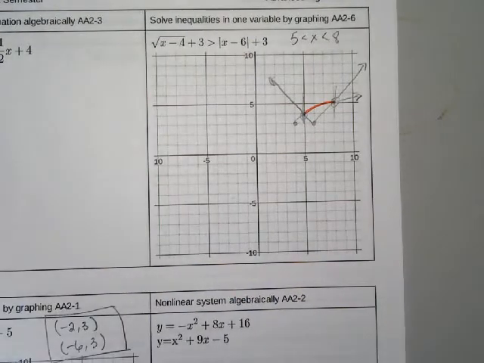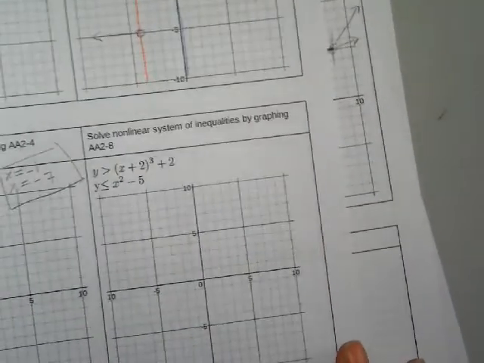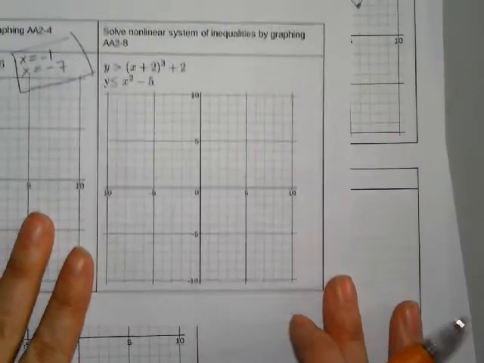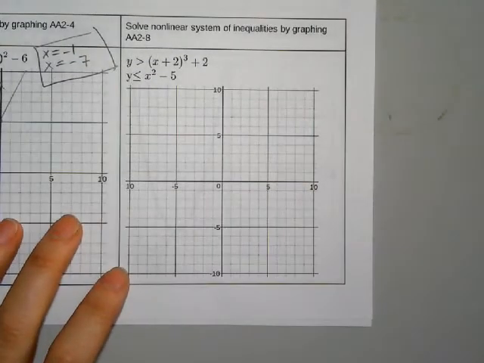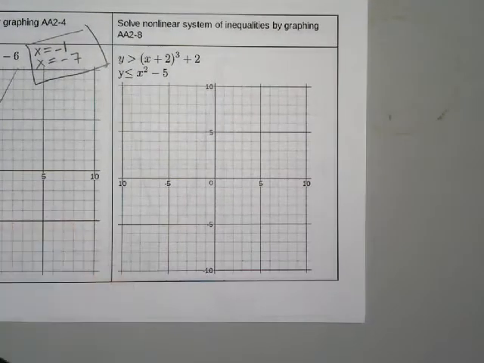Sorry, I'm on the very last one on that first page. So I have my little swoop there, and then going up. So that's the graph of my cubic. I have to shade one side or the other. So if y is greater than, am I going to shade up or shade down?